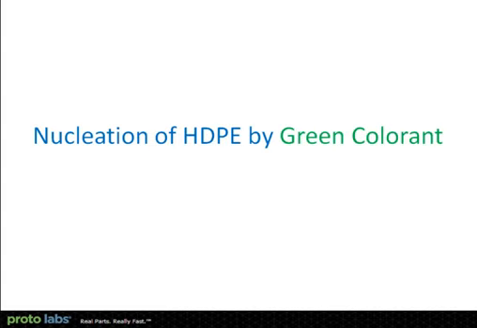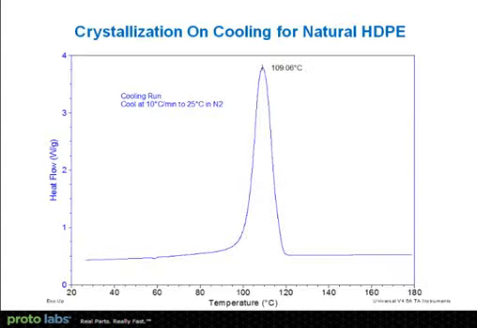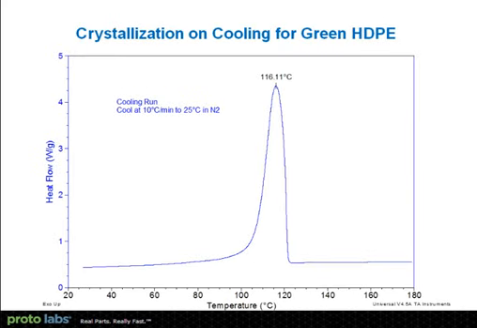This is another example. This is a green colorant in a high-density polyethylene, and once again, by looking at the way the material cools, we can understand something about the influence that the colorant system is having on the polymer. This is the natural polyethylene, and you can see the peak temperature of recrystallization at 109 degrees C, and we put in the green color, and that jumps up to 116 degrees C. That may not seem like a lot, 7 degrees C. Trust me, it translates to a lot. It changes the cycle time a great deal, and it changes the performance of the material by a great deal.